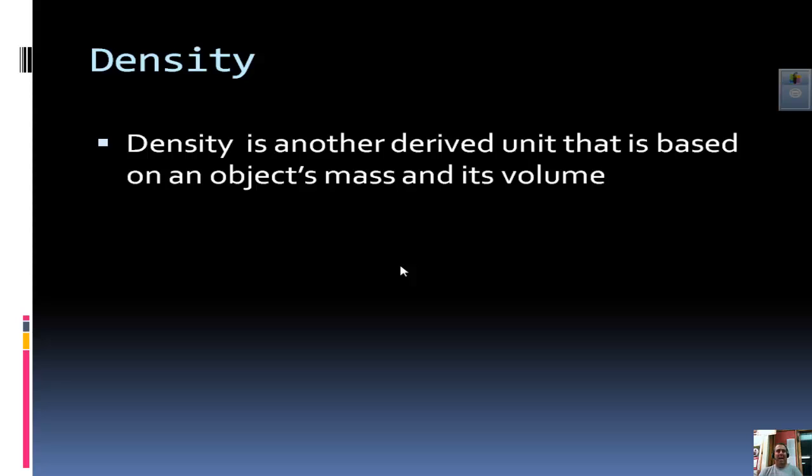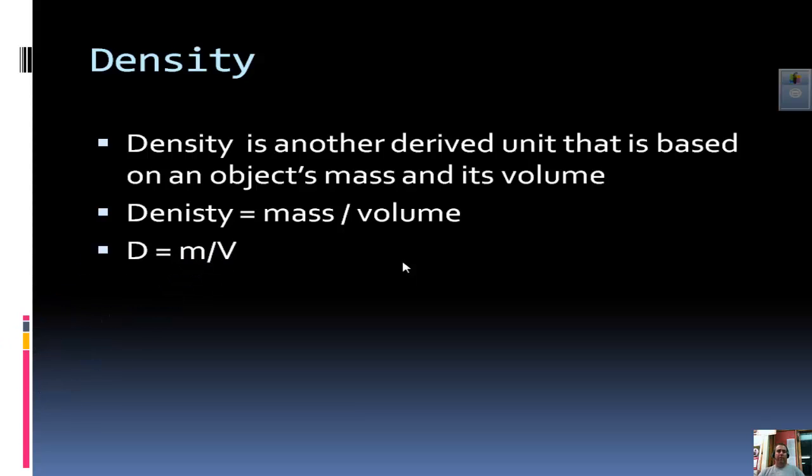Aluminum will have its own density. Steel will have its own density. So it is a physical property that depends on the substance itself. Density is just going to equal mass divided by volume. If you want to look at the letters, D equals M divided by V.